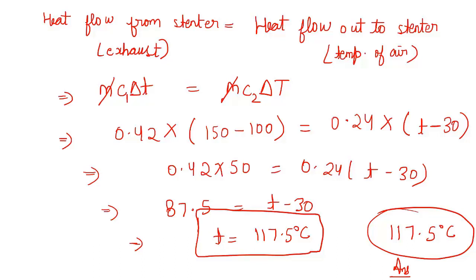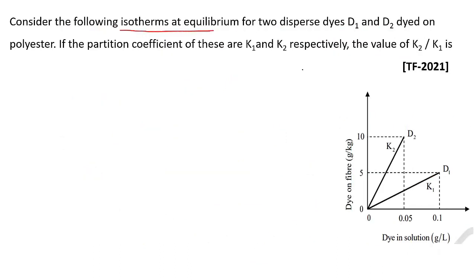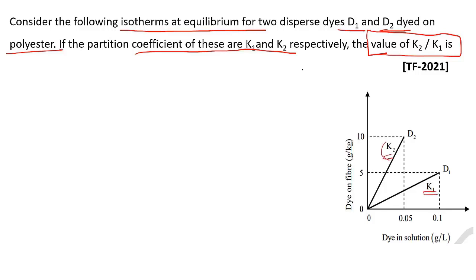Now coming to the next question. Consider the following isotherms at equilibrium for two dispersed dyes D1 and D2 dyed on polyester. If the partition coefficients of these dyes are K1 and K2 respectively, then the value of K2 to K1 is, you can see from this figure. For D1 it is K1, and for D2 the partition coefficient is K2.